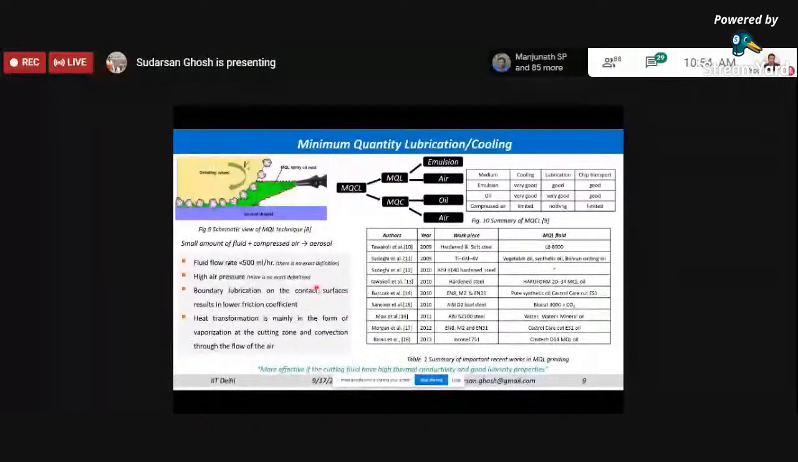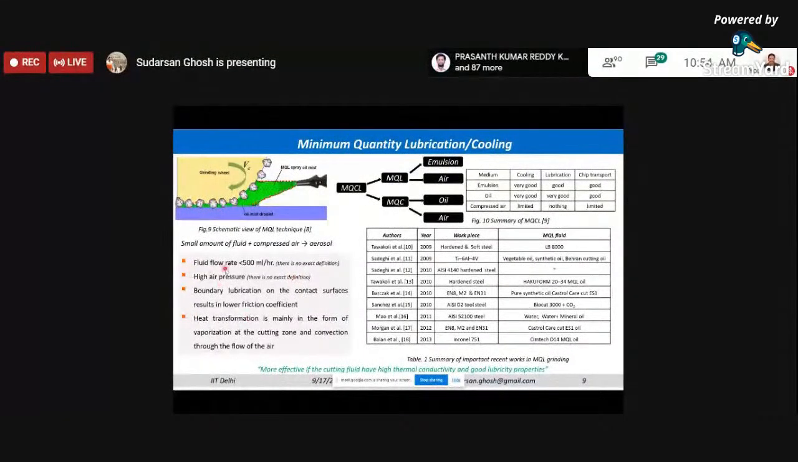Now the flow rate is normally kept low, normally less than 500 milliliter per hour. Whereas in case of flood cooling, which we have seen in the previous slide, the flow rate is in terms of a few liters per hour, right? So you have a large difference in the flow rate.